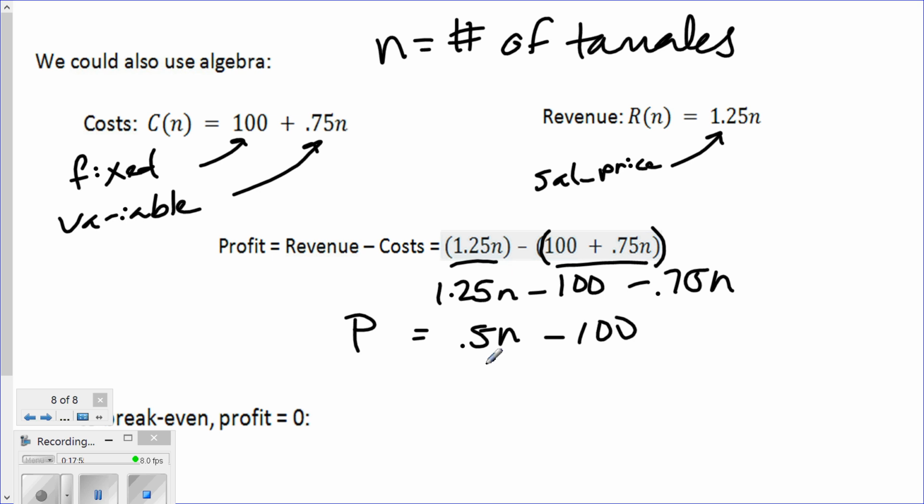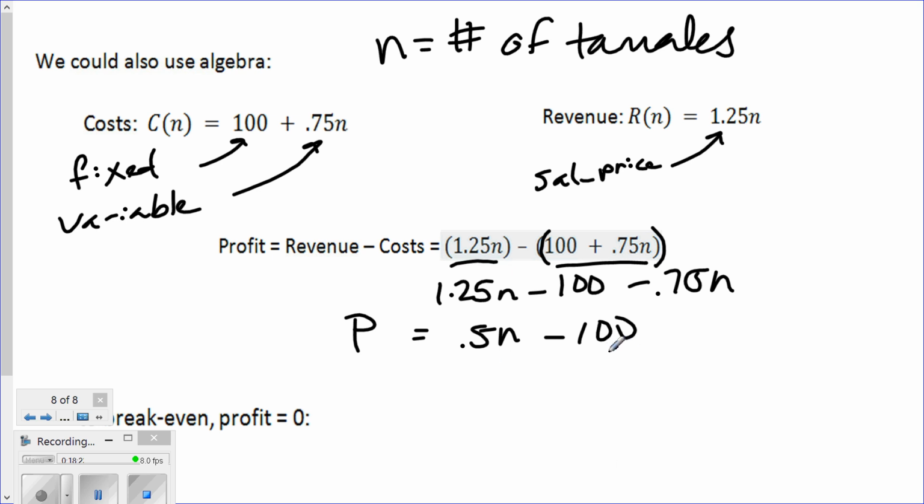Now this should make sense. We were making 50 cents per tamale: the difference between our variable costs and our revenue was 50 cents. And then we subtract our fixed costs. In the cost equation, the $100 was positive because that's part of our costs, whereas in profit, the $100 is negative, being subtracted, because that's an expense, and we're looking at profit here.